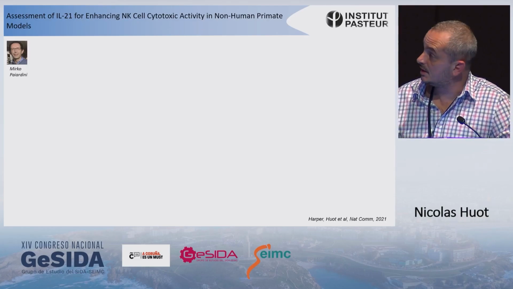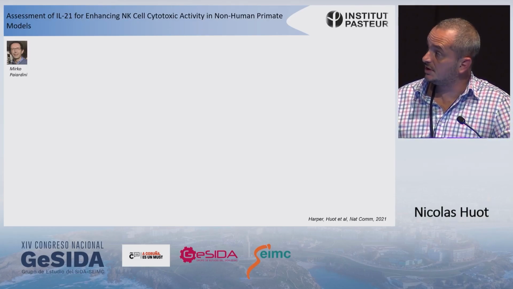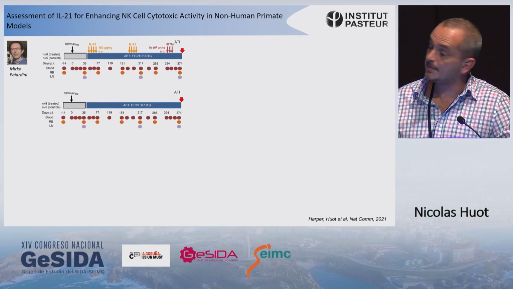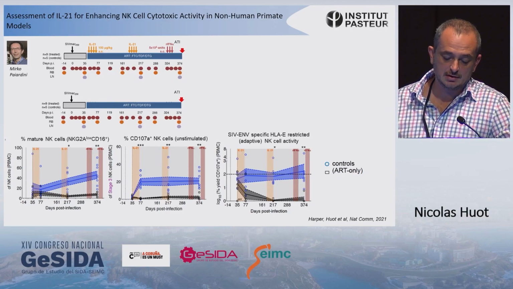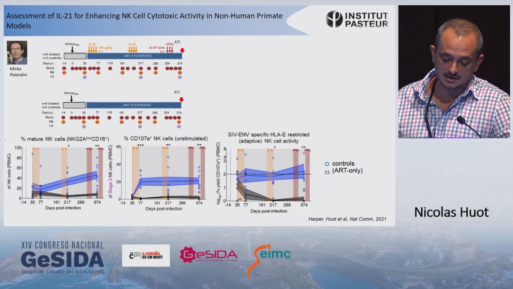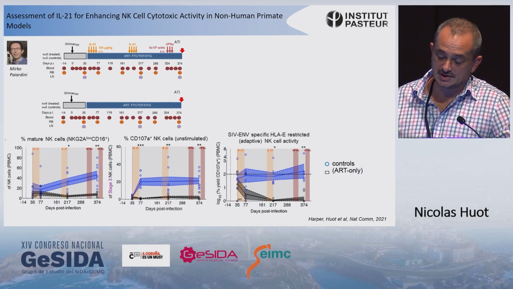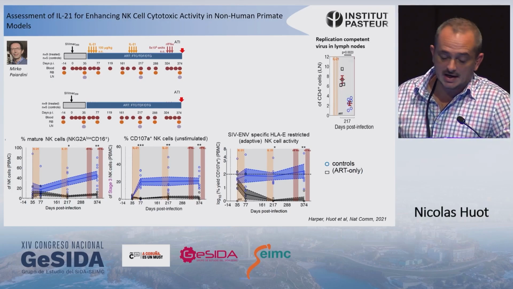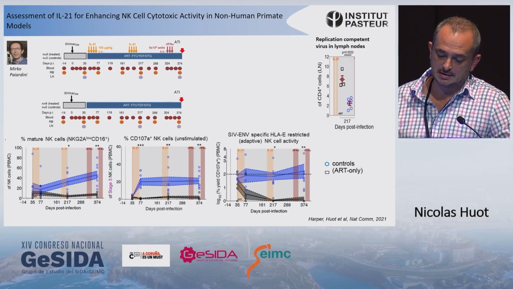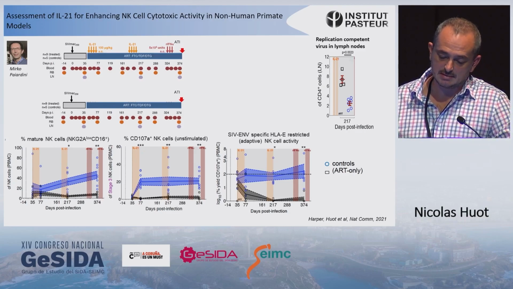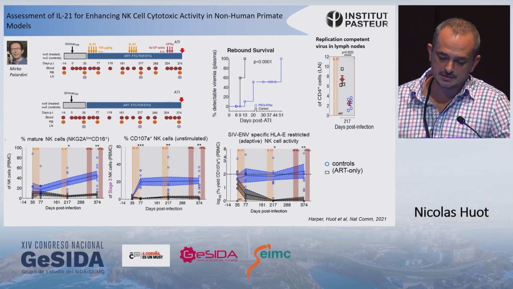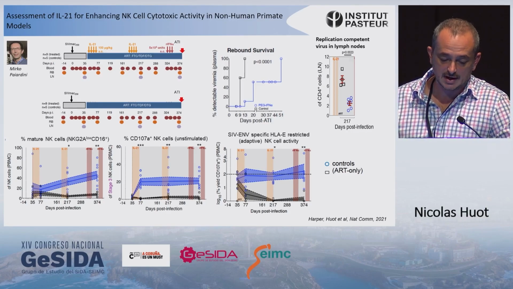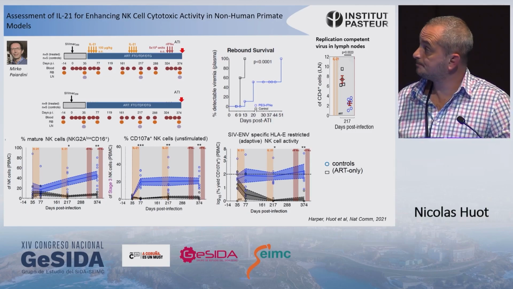In this context, in collaboration with Mirko Paardini, we have performed a study in which monkeys were treated with IL-21. We were able to show that the treatment by IL-21 increased NK cell maturation, also increased NK cell cytotoxic activity, and increased their capacity to recognize and to kill target cells. At the end of the IL-21 treatment, the viral reservoir was lower in treated animals than in untreated animals, but we do not see any difference, or only a small difference, regarding the rebound after ATI.